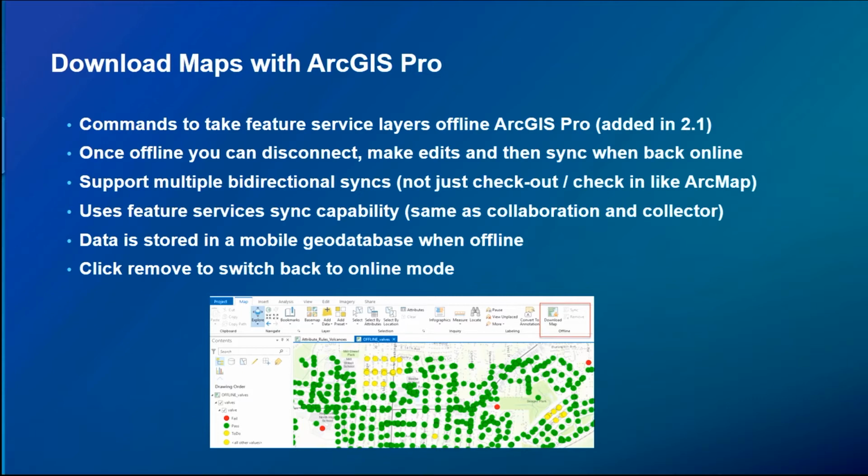It also uses the feature service sync capability, and it stores the data while offline in a mobile geodatabase. That mobile geodatabase can be accessed and edited directly in Pro. And then when you're done, you can click a button and it'll switch the reference from the mobile geodatabase back to the live service again. So let me see if I can demo that.